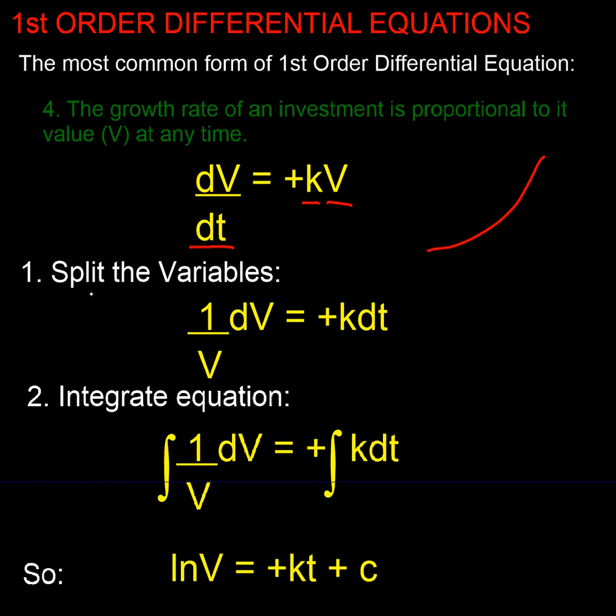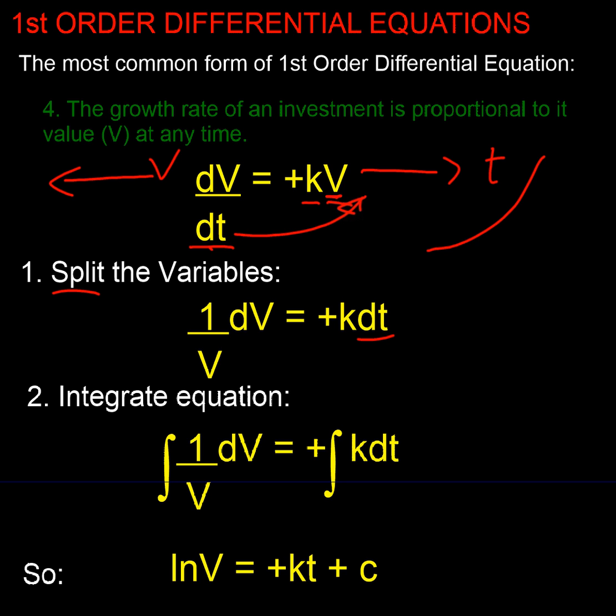What's the first thing I do then? I'm going to split the variables. I want all the v's on this side, all the t's on that side, and if I do that, then I can integrate it. So let's have a look and see. So how do I get that? Well, I multiply the whole equation by my dt, and that brings the dt from the left hand side to the right hand side. That's good.